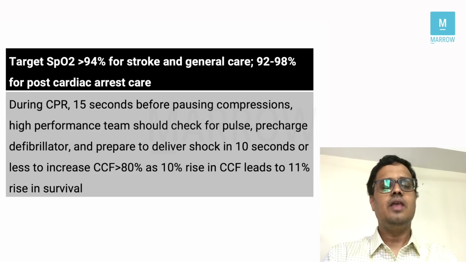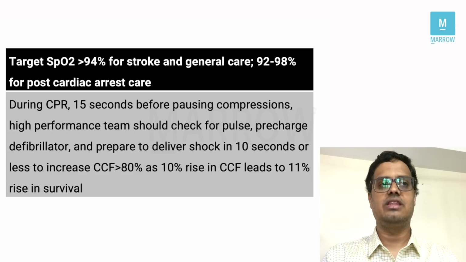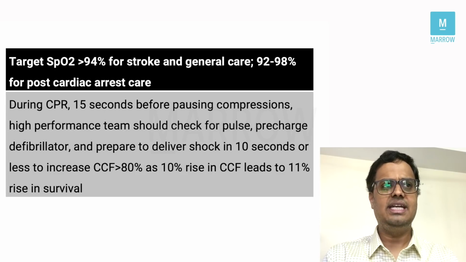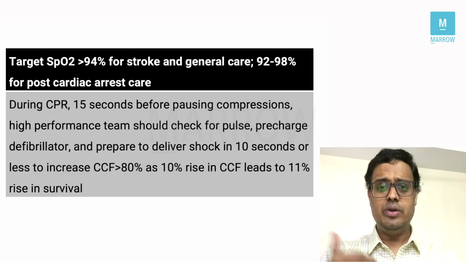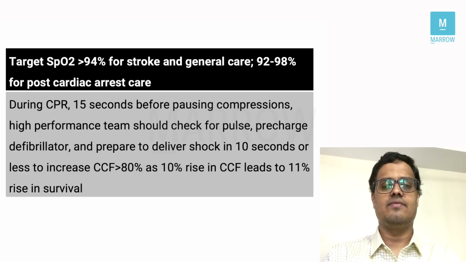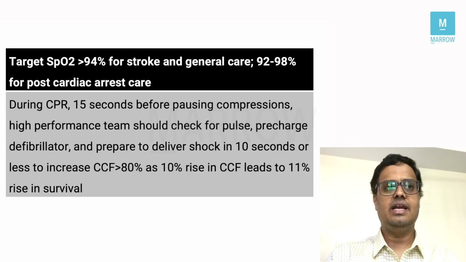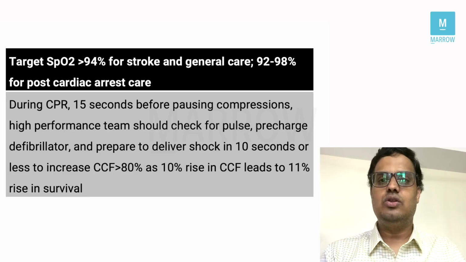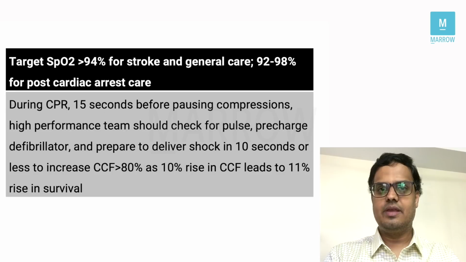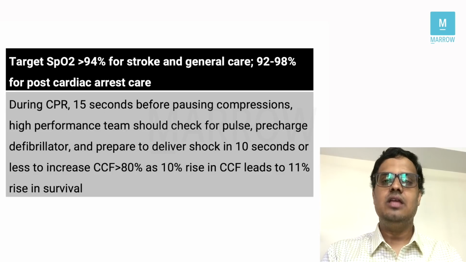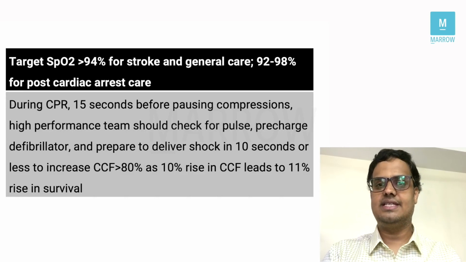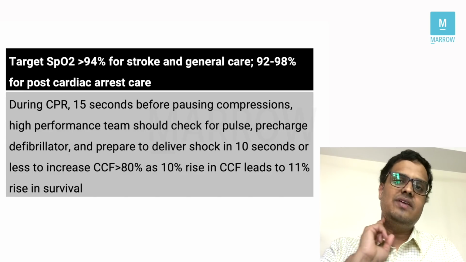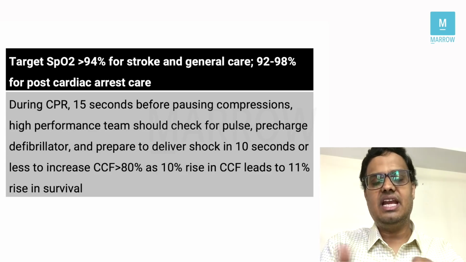And during CPR, 15 seconds before pausing the compression, the high performance team should check for the pulse, pre-charge the defibrillator, and prepare to deliver the shock within 10 seconds or less. This is to increase the CCF. What do you mean by CCF? It is chest compression fraction, right? Greater than 80%. Normally during CPR, we will take a pause, check for the pulse, charge the defibrillator, and give the shock.